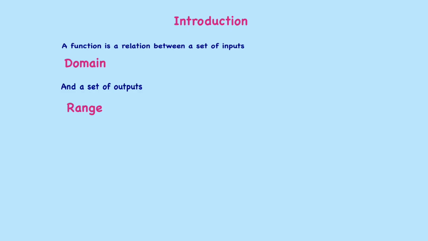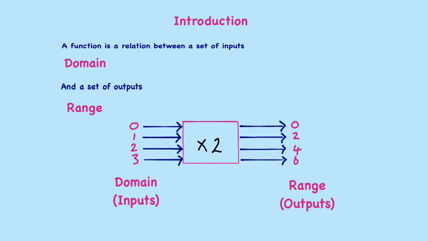A function is a relationship between a set of inputs, called the domain, and a set of outputs, called the range. And the function looks like this. So we have 0 going in, times by 2, out comes 0. Have the 1 going in, times by 2, out comes 2. 2 goes in, times by 2, 4 goes out. 3 comes in, times by 2, and 6 goes out. Each of the inputs in the domain relate to an output in the range.